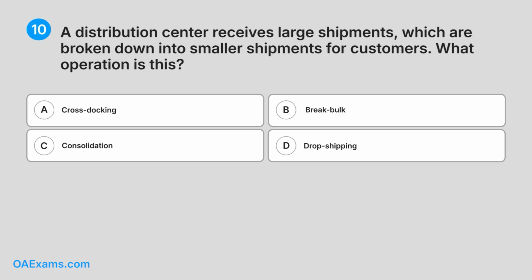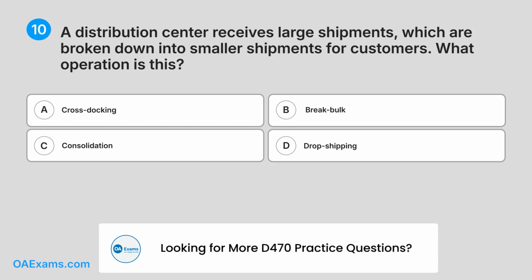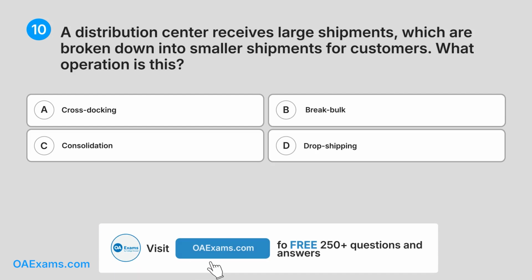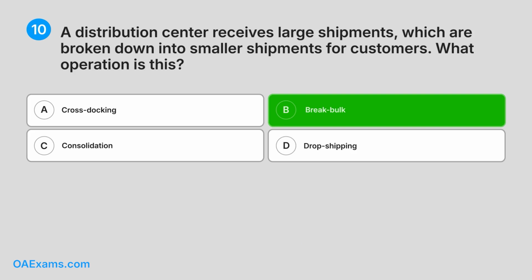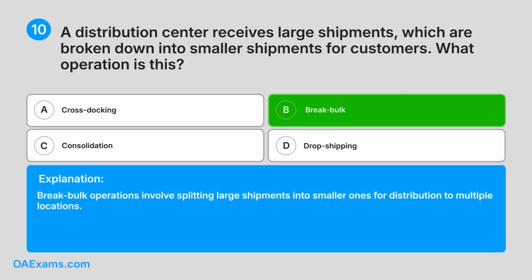10. A distribution center receives large shipments, which are broken down into smaller shipments for customers. What operation is this? A. Cross-docking. B. Break bulk. C. Consolidation. D. Drop shipping. What do you think is the answer? Correct answer, B. Break bulk. Explanation. Break bulk operations involve splitting large shipments into smaller ones for distribution to multiple locations.